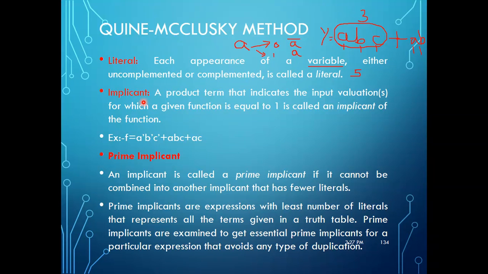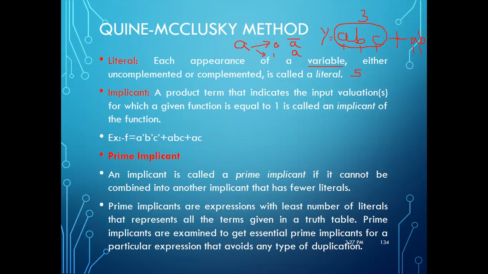So you know what is an implicant. In earlier problems like K-map you have gone through implicants. So here let us see the definition. A product term that indicates the input valuation for which a given function is equal to 1 is called an implicant of a function. So here, if you consider this particular example, f is equal to a bar b bar c bar plus a b c plus a c.